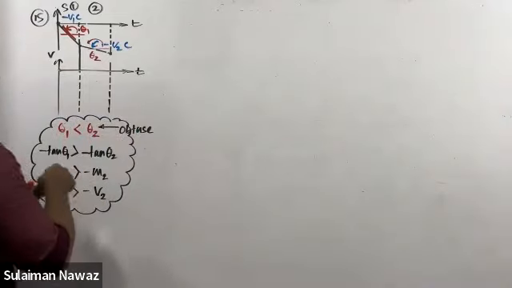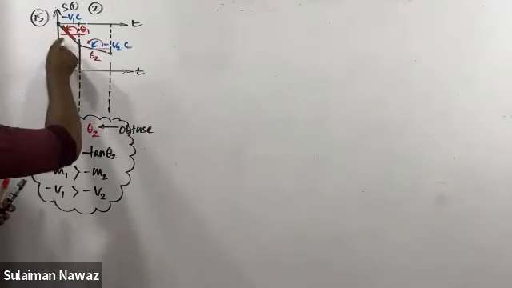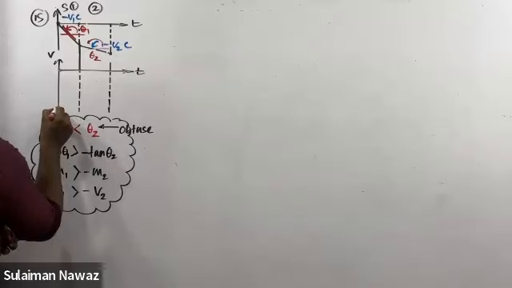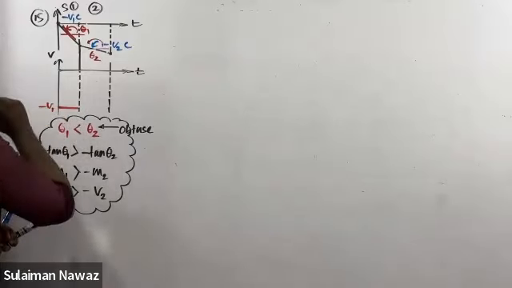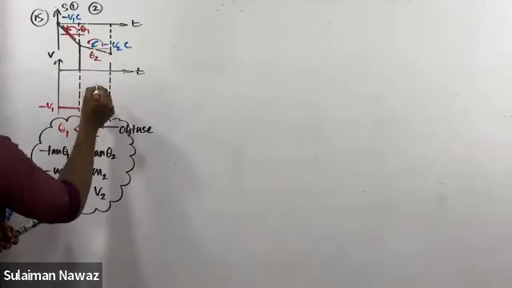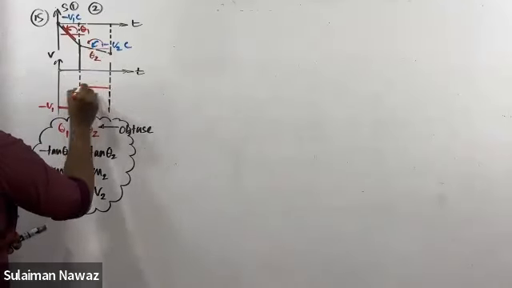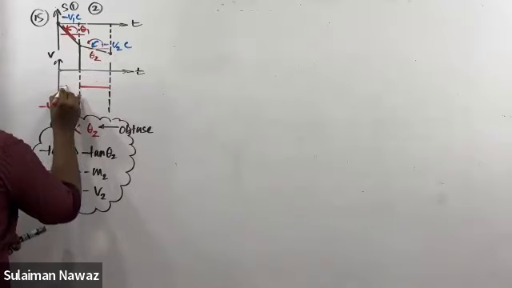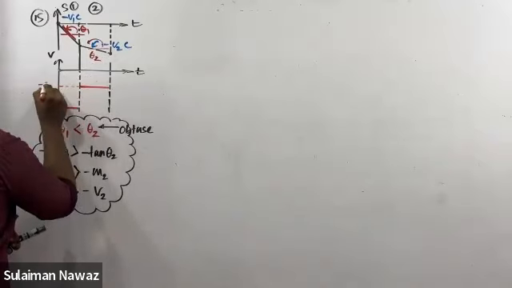Then I am getting larger negative velocity belongs to first graph. Larger negative velocity, negative velocity V1. Smaller negative velocity belongs to second graph. Smaller negative velocity, minus V2.